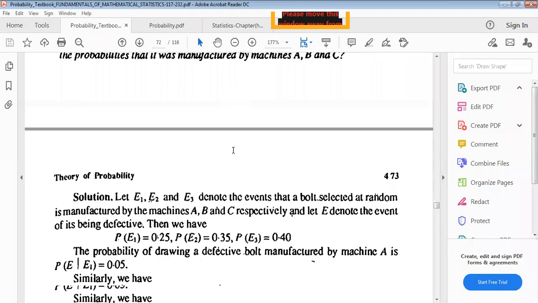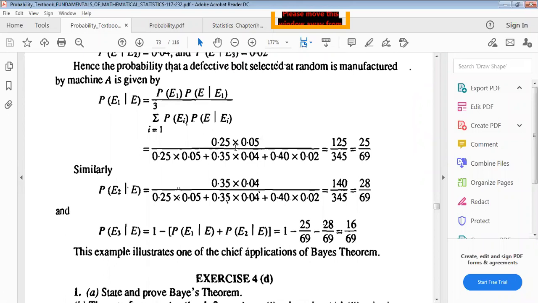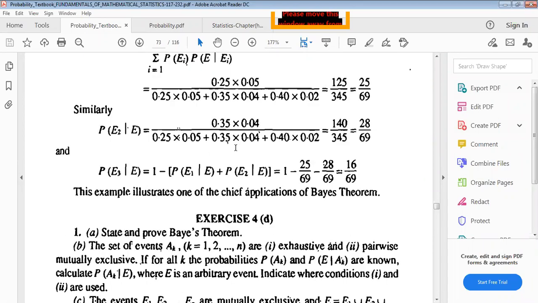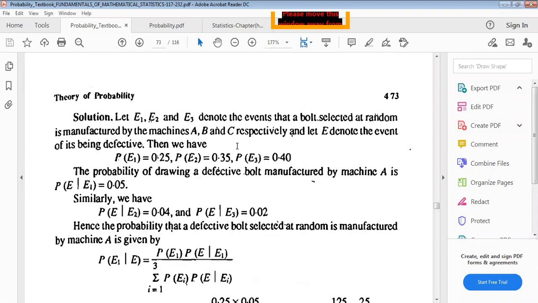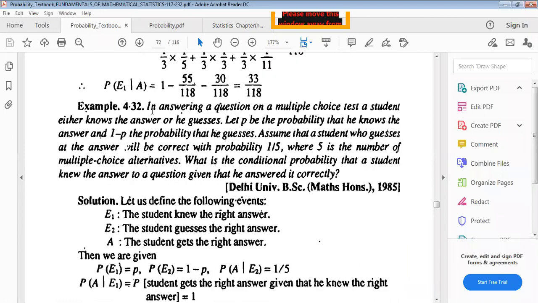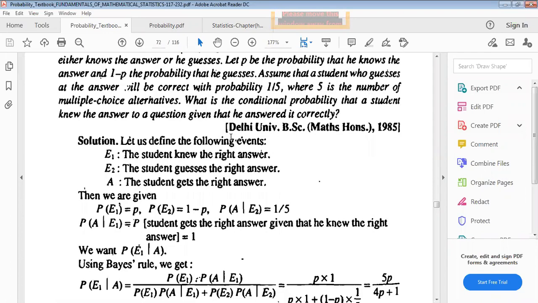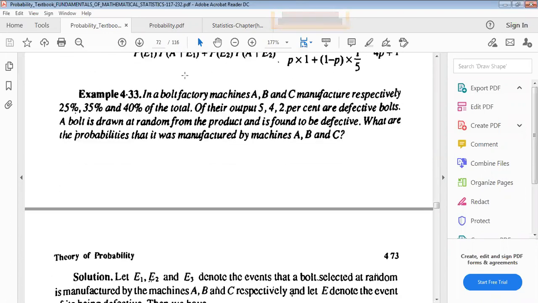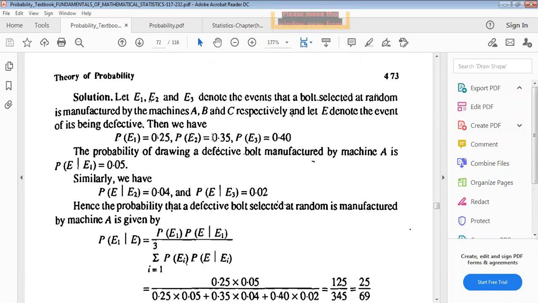Example we are doing. This is left for your homework. Example 4.32, this is left for you. You will do it yourselves. Similarly, a bolt factory example, you will do it, it will be homework.